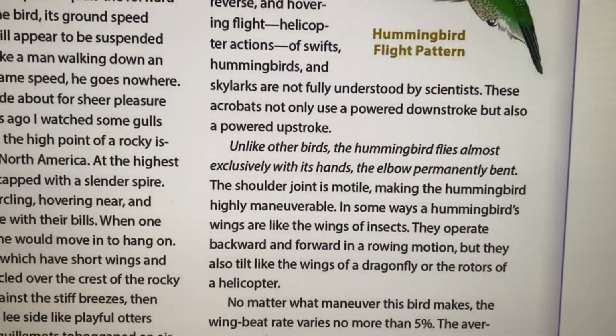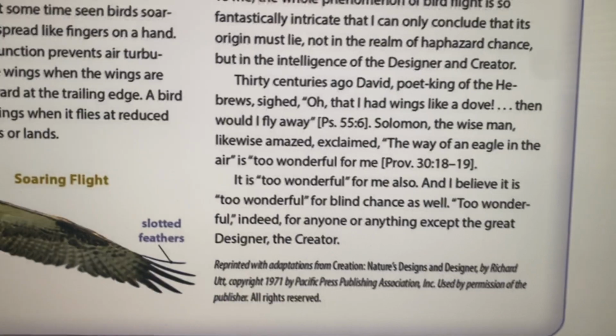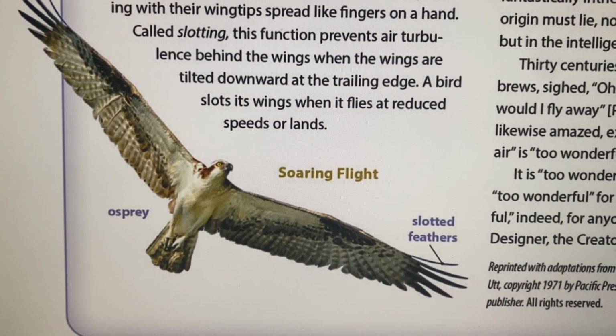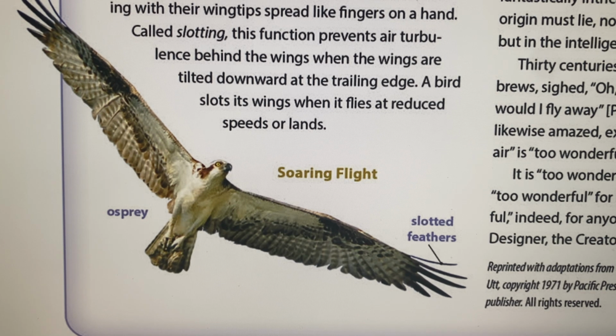And then down here we have the soaring flight. We have a picture of an osprey here, but the soarers are like buzzards. That's hawks. Buzzards are vultures, right? Hawks and eagles. And soaring is where they circle around. You'll see them circling around at great heights. And as they circle down and circle up, they're riding these thermal air currents.